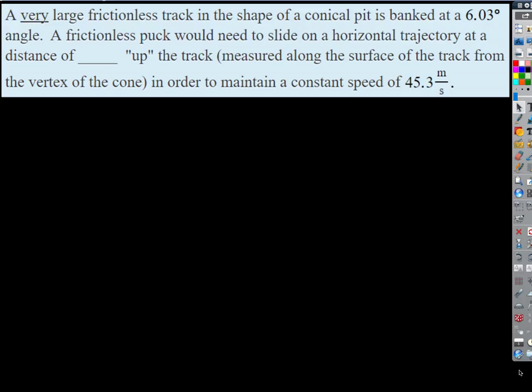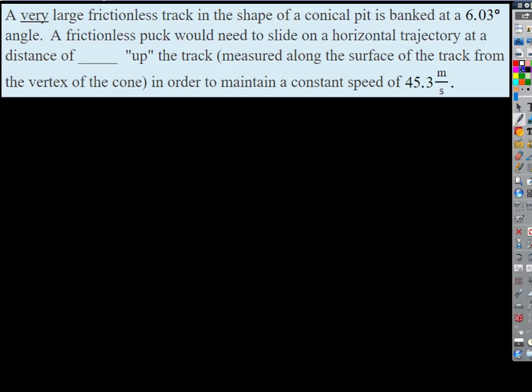Yep. You've got this large conical divot in the shape of an inverted cone, right? Think like if you're in a water park and you're in that funnel that you fall down. It's just like that, only it's not closed at the bottom, and it's coated with sliperium, so there's no friction. There's an object sliding around on this cone. It is banked at an angle of 6.3 degrees, so it's not a very steep angle.